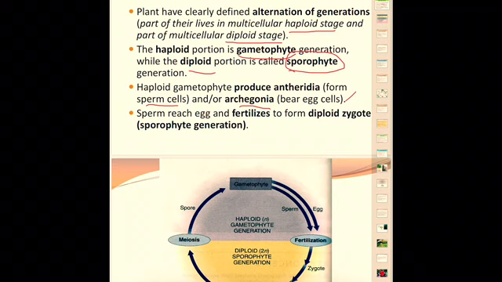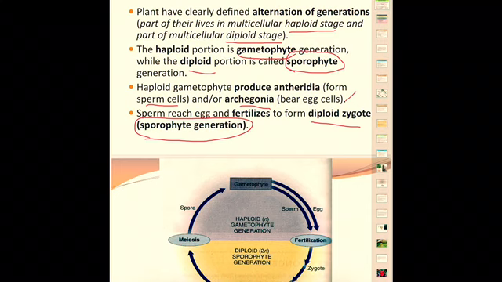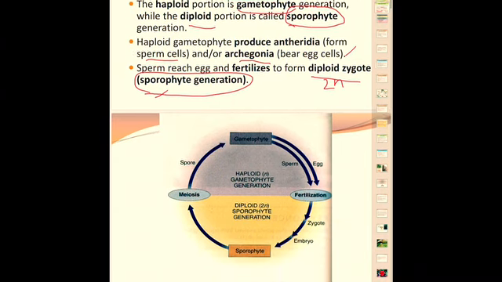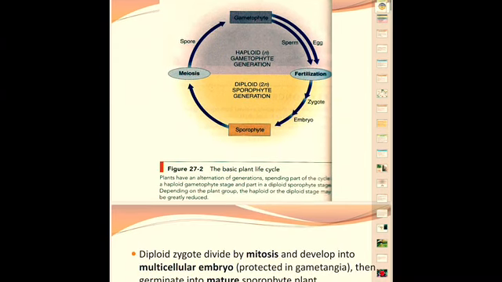The sperm reaches the egg and fertilizes it to form a diploid zygote. This diploid zygote is the sporophyte generation, since it has a complete chromosome number. If the genetic material is haploid, then it is a gametophyte. Okay, so this is the basic life cycle of plants.